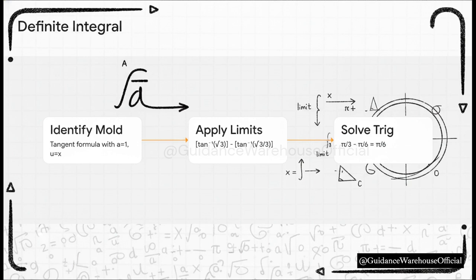Step 3, we apply our limits of integration using the fundamental theorem of calculus. So, plug in the top bound minus the bottom bound. Step 4, we just evaluate the trig. Inverse tangent of root 3 is pi over 3, inverse tangent of root 3 over 3 is pi over 6. Subtract the 2, and our final nice and clean answer is pi over 6.